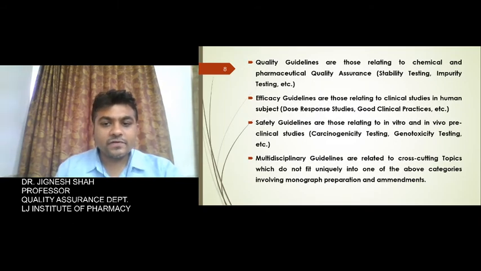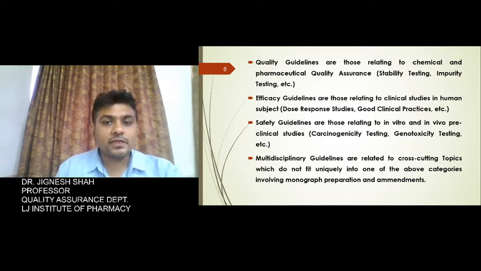Now, moving towards the different types of guidelines, the first is the quality guidelines. Quality guidelines are those which are related to chemical and pharmaceutical quality assurance. These quality guidelines include procedures for stability testing. They also include procedures for impurity testing as well as residual solvent analysis which may be present in active pharmaceutical ingredients, and pharmaceutical method validation, which involves validating an analytical method with respect to different validation parameters such as linearity, accuracy, precision, robustness, ruggedness. So these analytical validations also belong to quality guidelines.